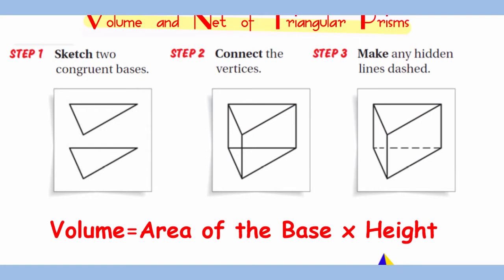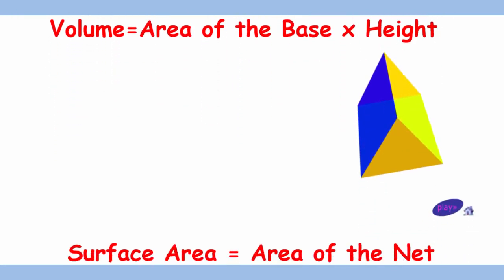The first one is to sketch 2 congruent bases, followed by connecting the vertices together, in which the vertices are the corners right here. And the last thing is to make any line that's hidden into dashes. So let's try the following step and draw a triangular prism.